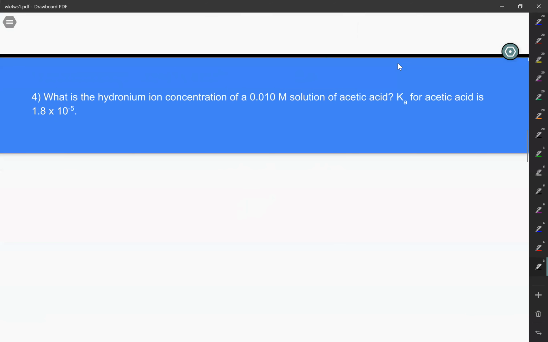So for number 4, what is the hydronium ion concentration in a solution of acetic acid? The Ka for acetic acid is 1.8 times 10 to the negative 5th. Remember that the hydronium concentration, H3O plus, is basically the same thing as the concentration of H plus in a solution, and these are interchangeable, at least for this equation.